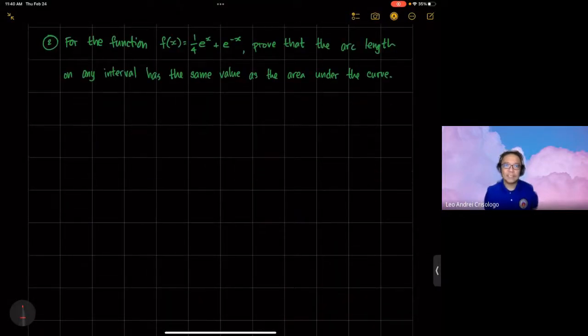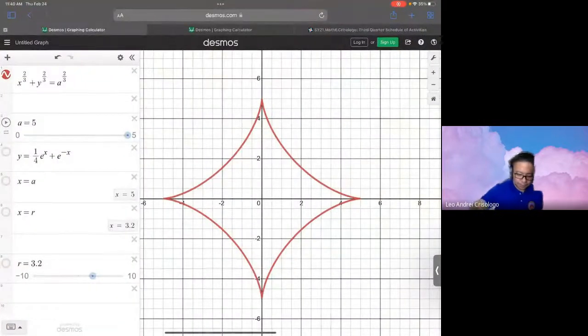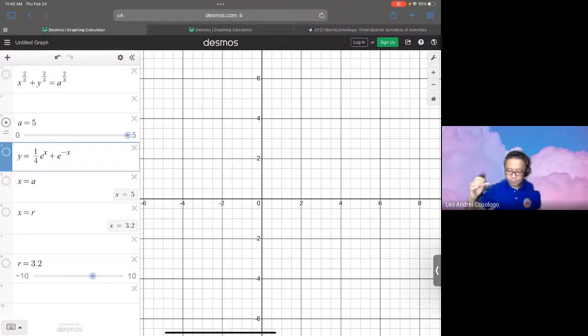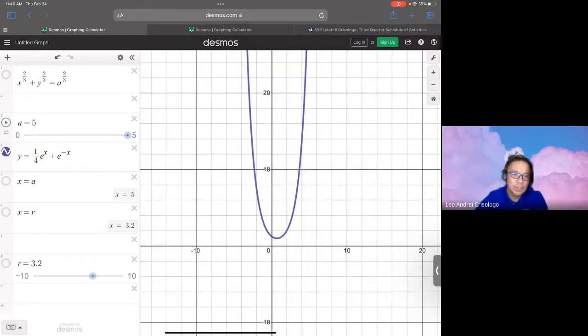So ito naman, again, it's slightly different now. We're not looking for an exact measurement of the length. We are given a function y equals 1/4 times the exponential of x plus e raised to negative x. Yung arc length daw nito for any interval will have the same value as the area under the curve. So I think I plotted that here. So let me just show you. So ito yung equation, no? Ito yung plot ng equation.